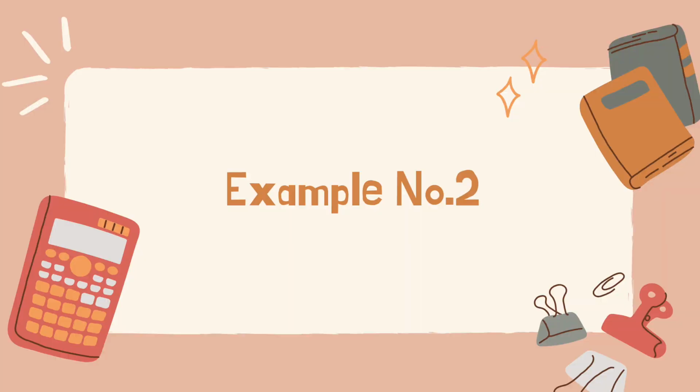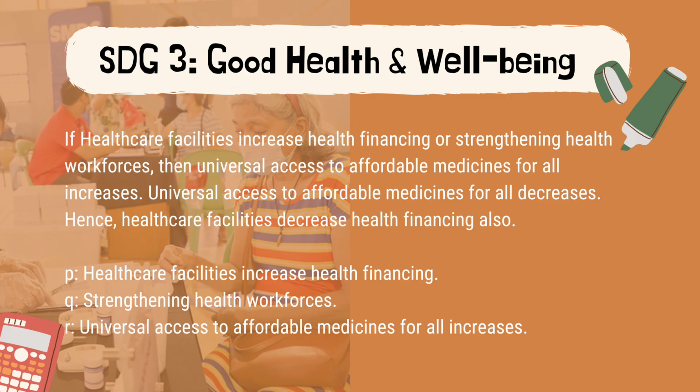And now, let's proceed to example number 2, where the argument is related to SDG 3, good health and well-being. The argument we need to prove is, if healthcare facilities increase health financing or strengthen health workforces, then universal access to affordable medicines for all increases. Universal access to affordable medicines for all decreases. Hence, healthcare facilities decrease health financing also.